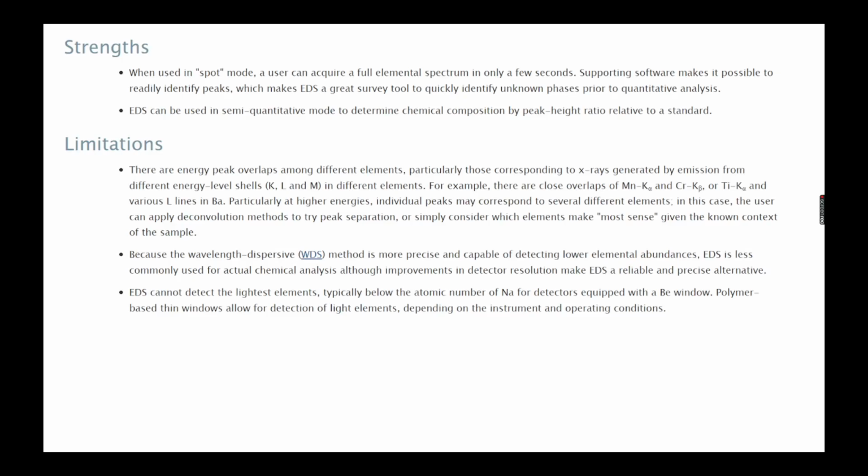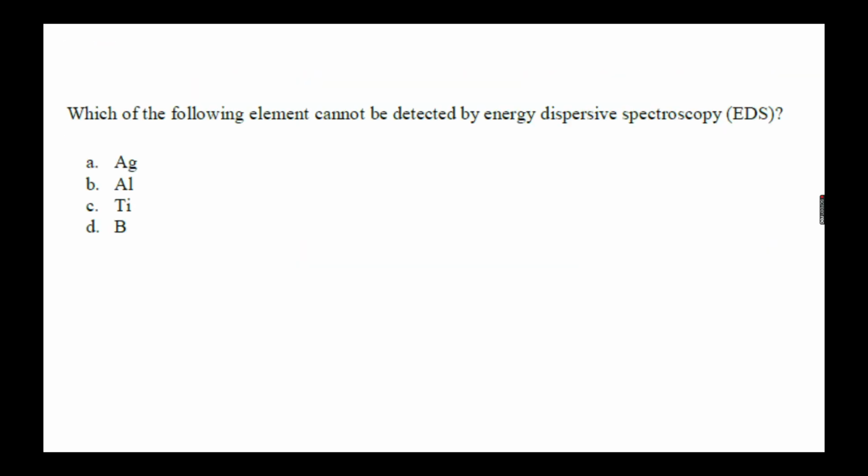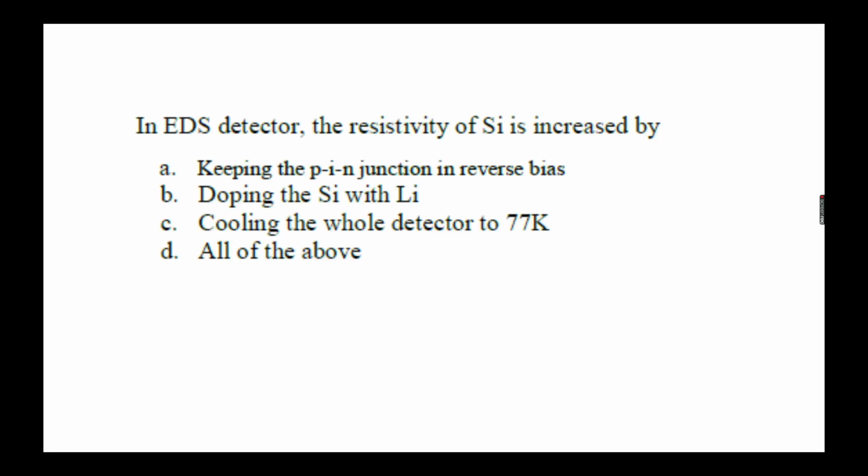But here is the limitation: we can't detect if your sample has, let's say, carbon. Or suppose you have hydrogen or something very light, or boron, it can't detect those elements because they are lighter elements. So the answer will be D, boron; we can't detect it by EDS.